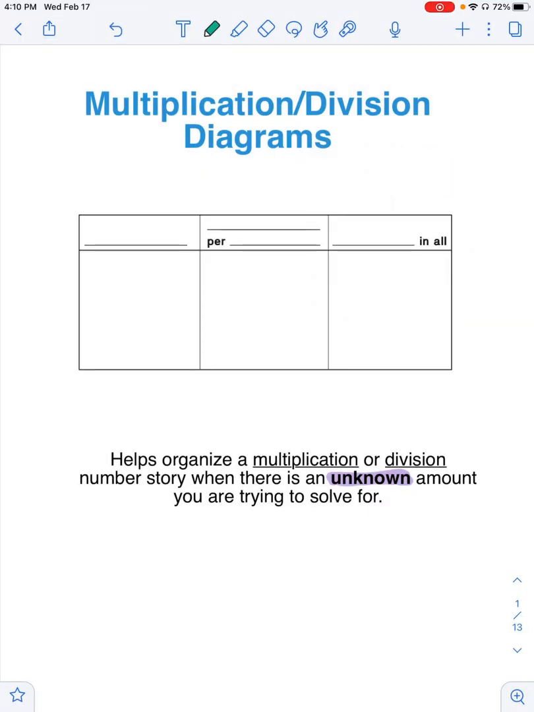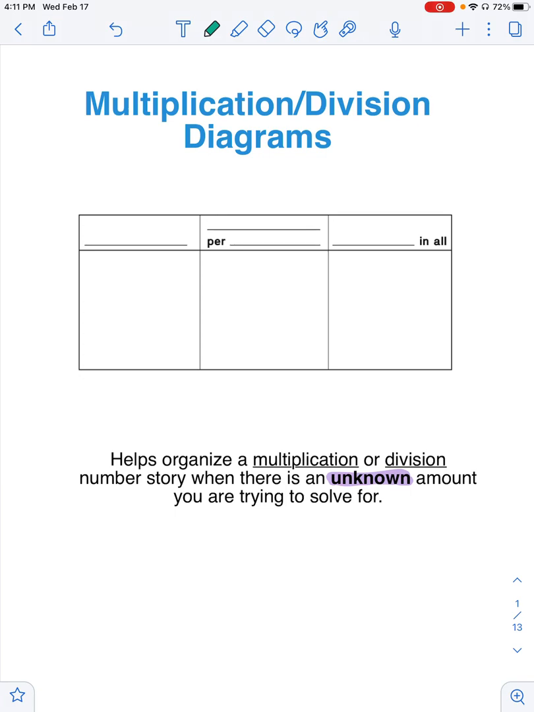Hi mathematicians, today we are going to do another review of multiplication and division diagrams. Remember that they are there to help us organize multiplication or division number stories when we're trying to solve for an unknown amount. That word unknown is going to be the most important part about this lesson.